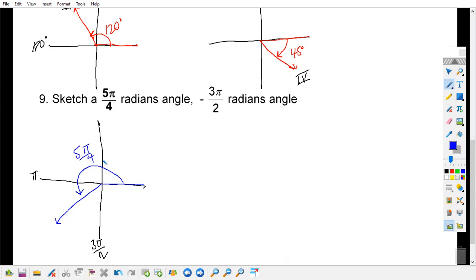Yes, it's showing you which direction you're traveling. This one doesn't necessarily need an arrow. This one, yes, showing direction. Okay, that does.